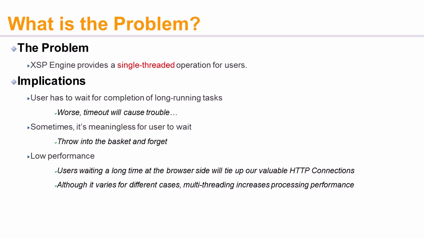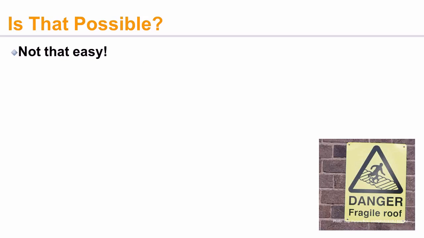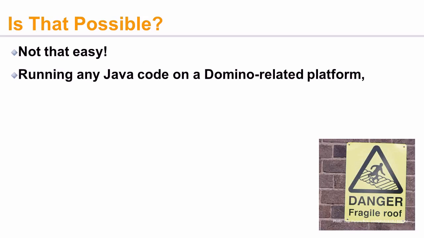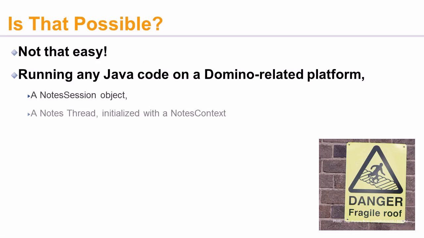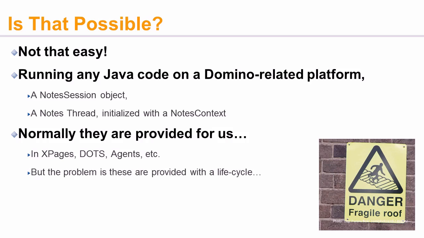Although it varies for different cases, multi-threading generally increases processing performance. And the solution? Launching a parallel thread for a non-blocking asynchronous task. Is that possible? It's not easy, because it's something like dancing on thin ice. Running any Java code on a Domino-related platform requires a Notes session to access Domino classes and a Notes thread initialized by a Notes context. Normally, we have all these in XPages, DOTS, or agents, but the problem is that they are all provided with a limitation, because we are able to dance within a limited life cycle here.